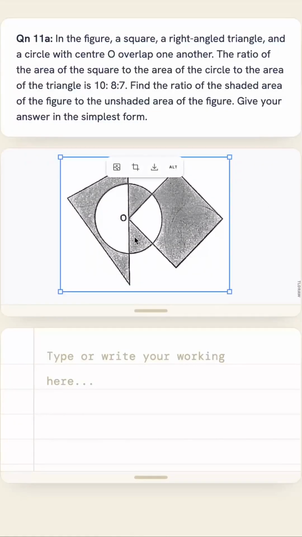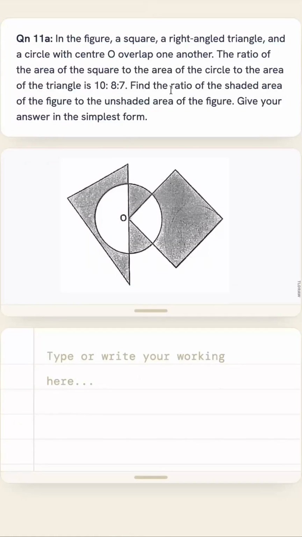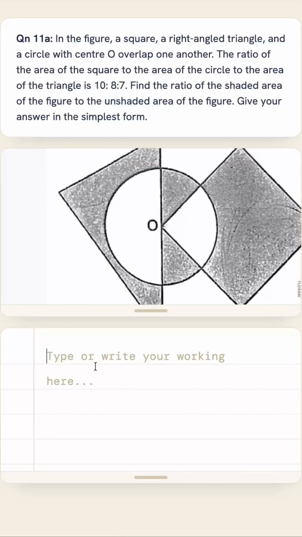So in this case, we have this figure over here. We need to figure out basically the unshaded area of the figure and the shaded area. So I want to go through the unshaded area. So let's look into this. So we know that the triangle is to circle is to square is 10 is to 8 is to 7. So in this case over here, we can look at the circle, it is the most important part.